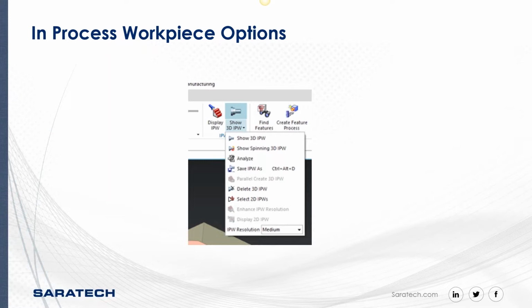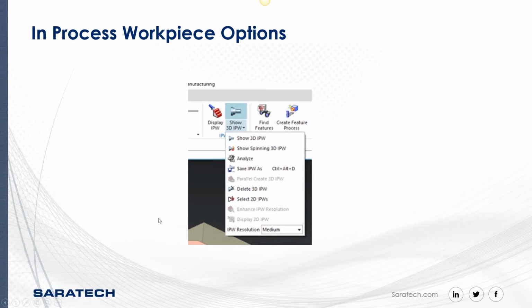Now, the Save IPW As, that's the option you have to actually create a component, but that is going to be a faceted model. There are some applications where that could come in handy, but I have not found a reason yet where I've had to create a faceted IPW.